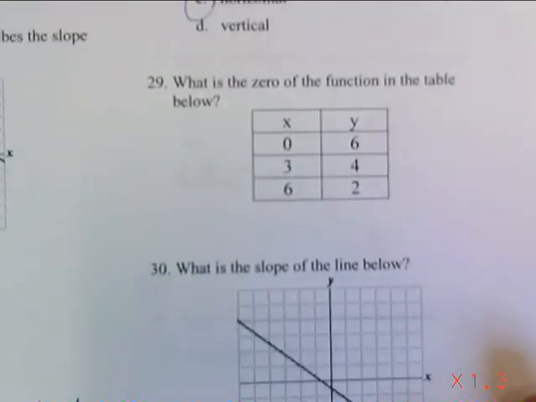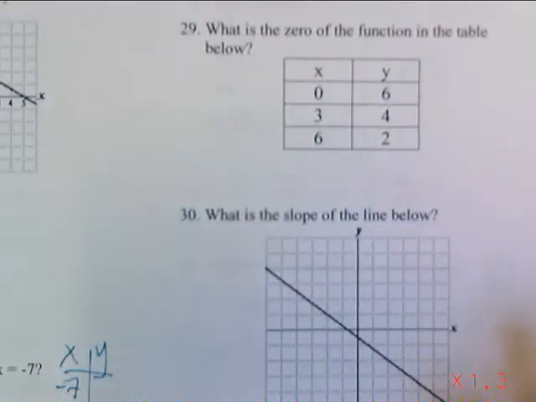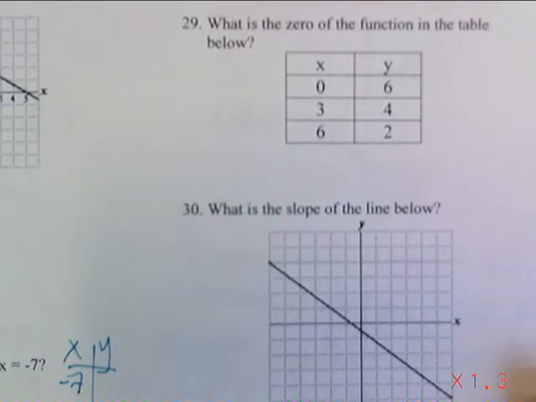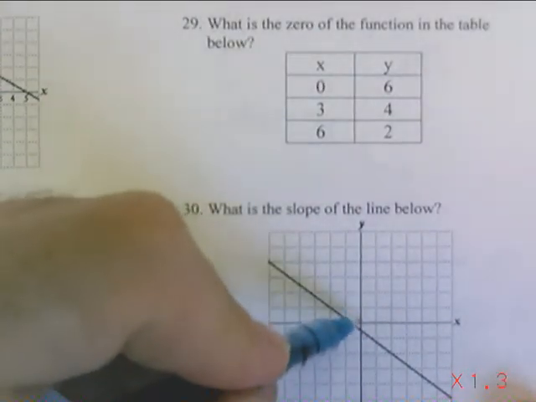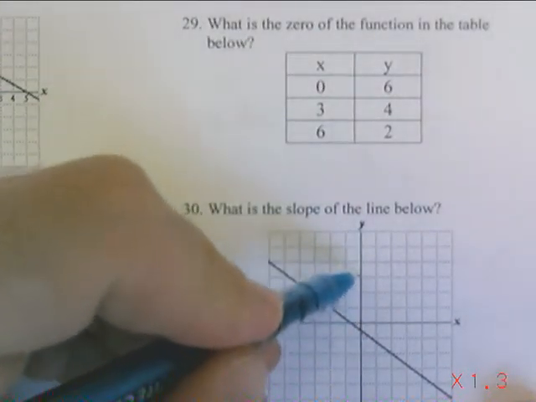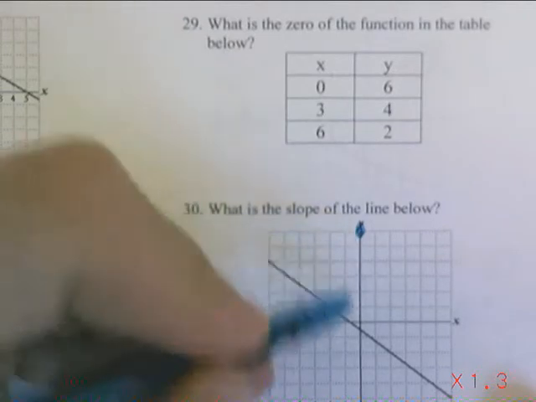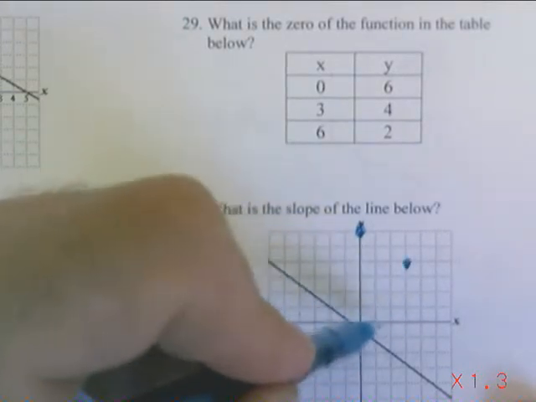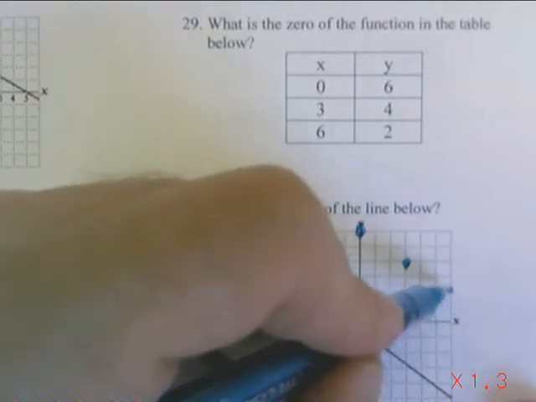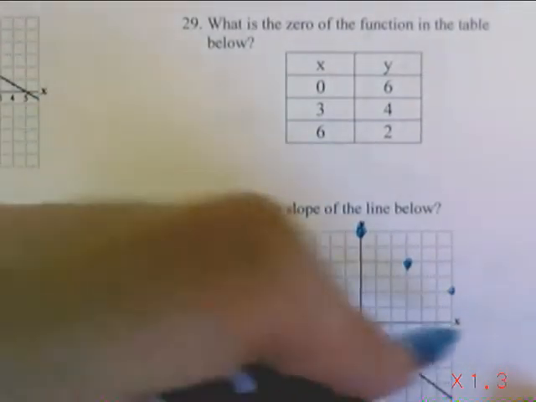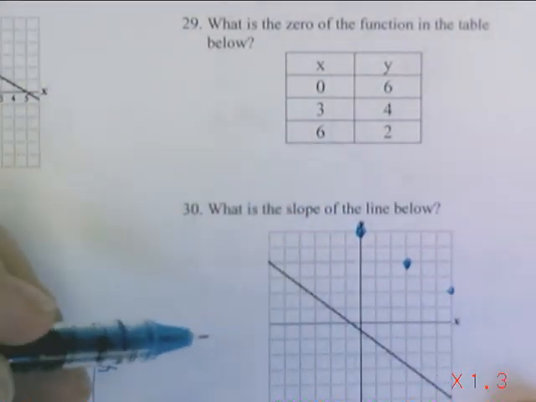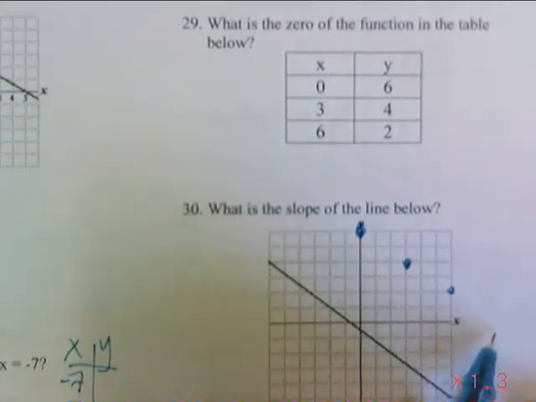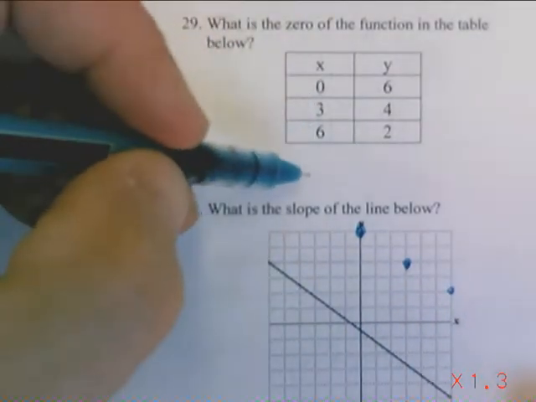What's the 0 of the function? All right, I am not good at telling lines by looking at tables. So if I start graphing these points: 0 over and 6 up, 1, 2, 3, 4, 5, 6. 3 over and 4 up. 6 over and 2 up. Okay, there's nothing on the x-axis, but I need to figure out what the 0 is. It's going to be somewhere over here. So this is sort of a trick question.